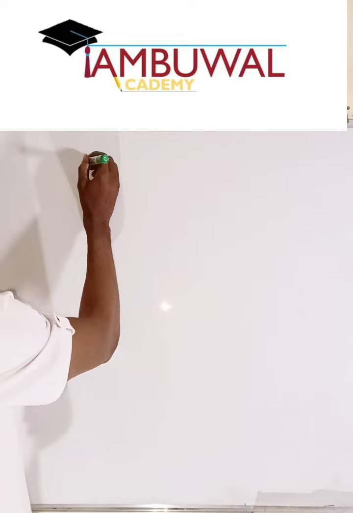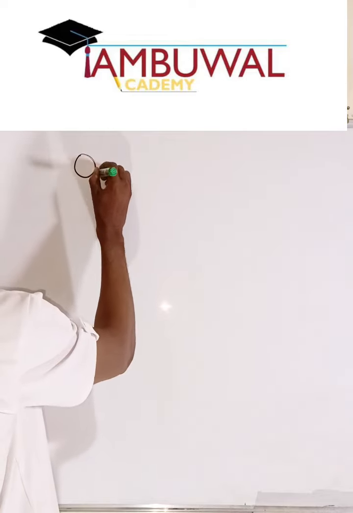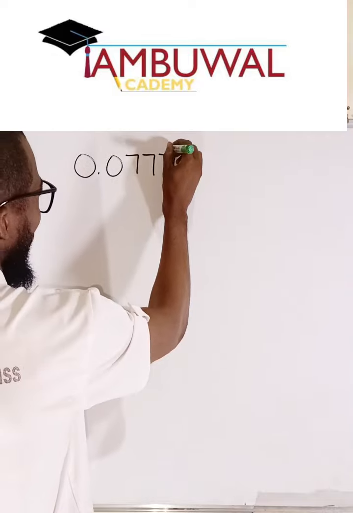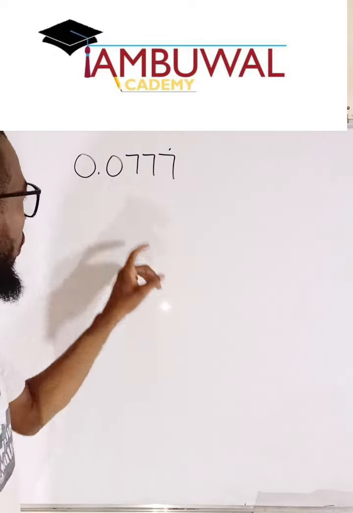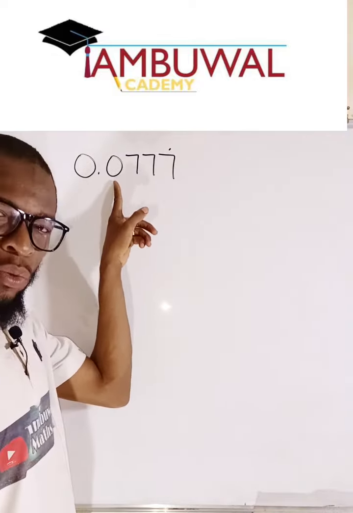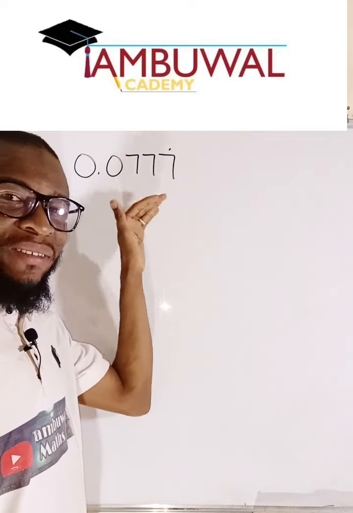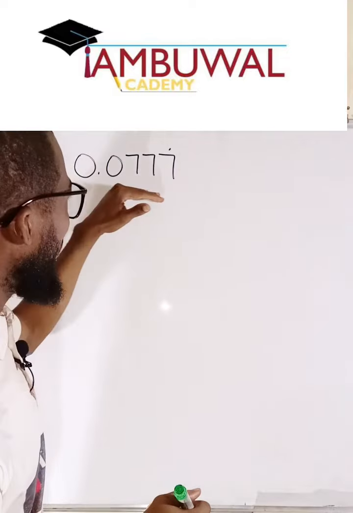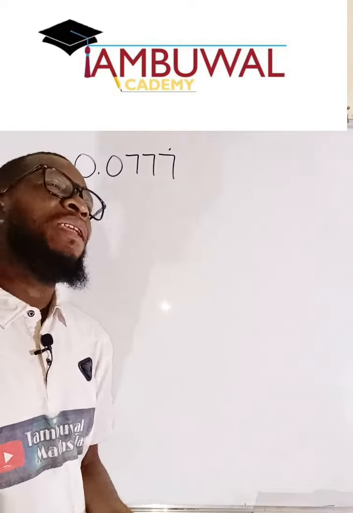For example, if we have a number 0.0777 in that order. If you observe, we have a 0 before what? That 7 that keeps on repeating. So how can we convert a decimal number like this into a fraction? That's what we are going to learn in this tutorial.